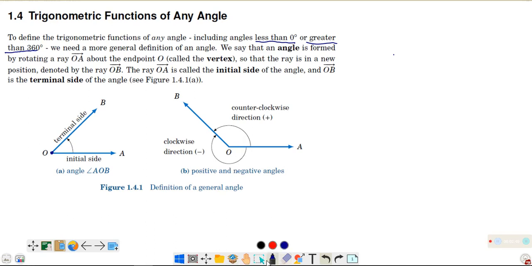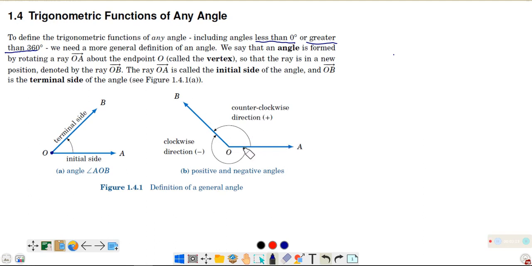Sabi natin kanina, i-consider natin siya na parang hand ng clock. So, kung ang paglipat niya ay clockwise ang direction para talagang orasan, clockwise, that is negative. Tapos kapag counterclockwise naman, pabaligtad, that is positive. So, wag kayong mako-confuse dun ha. Again, kapag clockwise, it is negative. Pag counterclockwise, it is positive. Gawa tayo ng mga example.